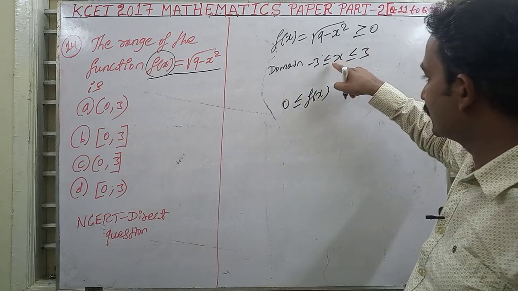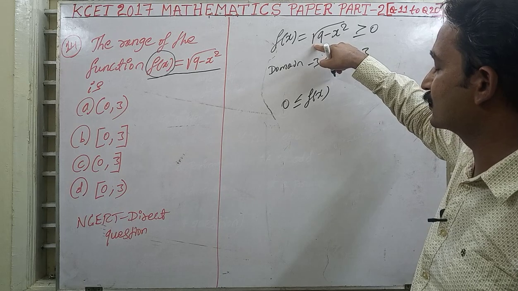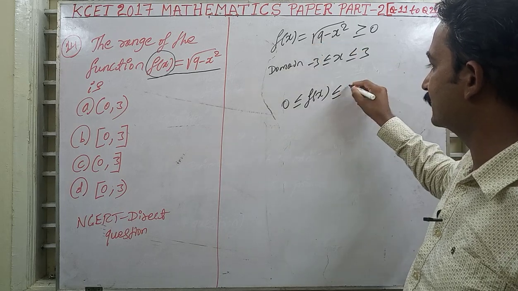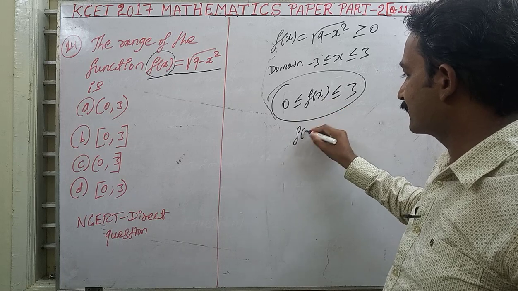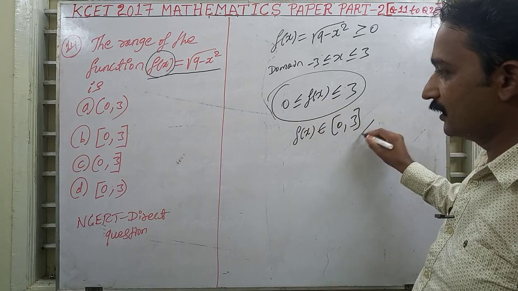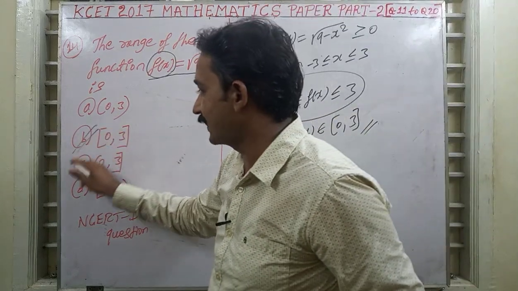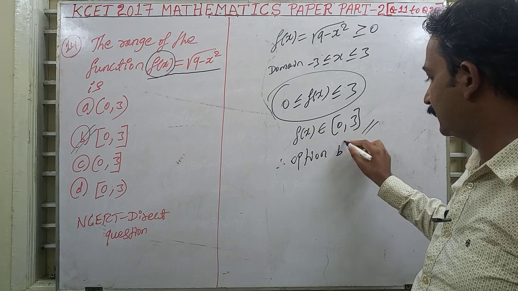Put x is equal to 0, which lies between them. Put x is equal to 0, it takes the maximum value, square root of 9, nothing but what? 3. So range means f of x belongs to the closed interval 0 to 3. Option B is correct. Therefore option B is correct.